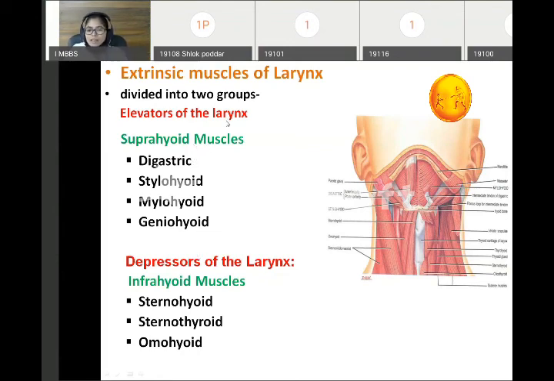So suprahyoid muscles, here you can see, are the digastric muscle, stylohyoid muscle, then mylohyoid muscle, and geniohyoid muscle. This is the mylohyoid, this is the digastric. So stylohyoid, mylohyoid, geniohyoid, and digastric are the suprahyoid group of muscles. These are extrinsic muscles which act on the larynx as well as the hyoid bone. They help to elevate the larynx. Depressors of the larynx are the infrahyoid group of muscles. These are sternohyoid, sternothyroid, and omohyoid.